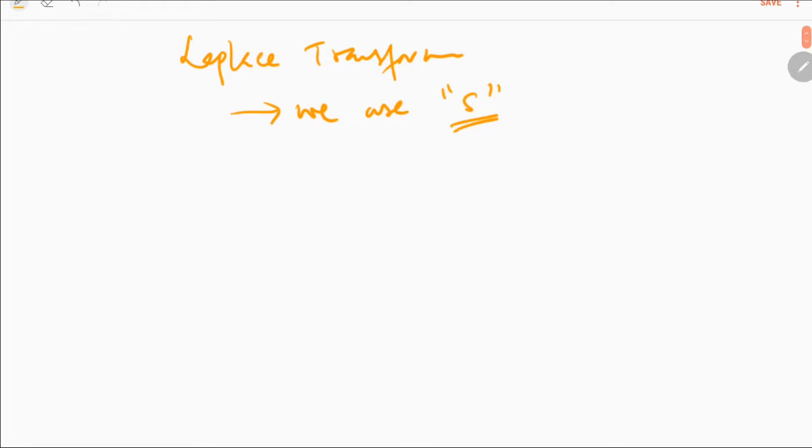Everyone, so today we're going to discuss something very basic. Whenever we use this Laplace transform, we use the S, right? The S domain. So today we're going to discuss what this S is. What does this actually mean?